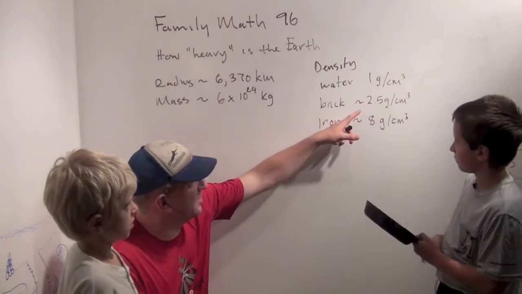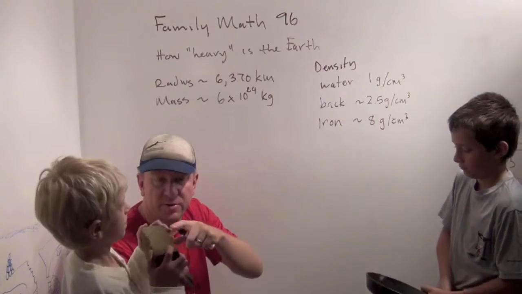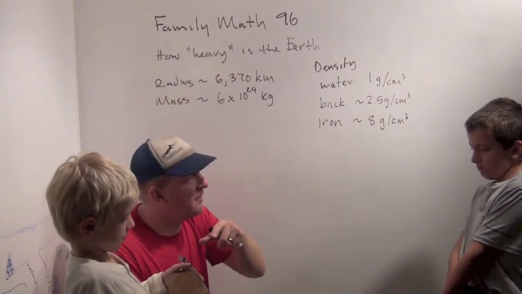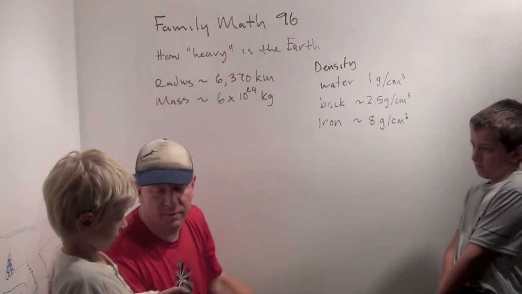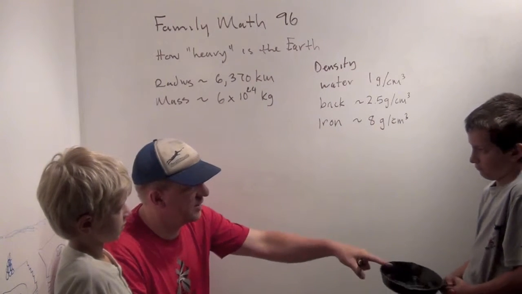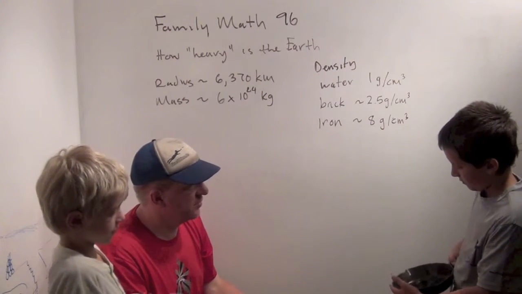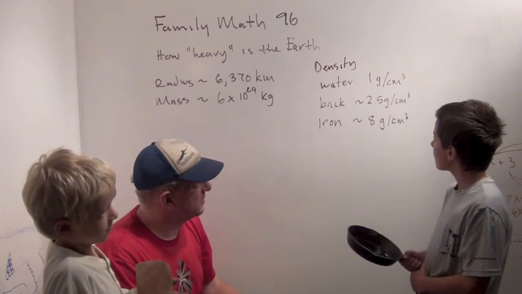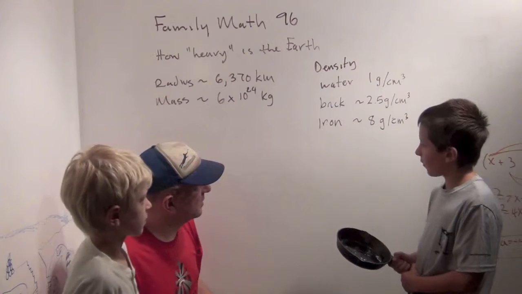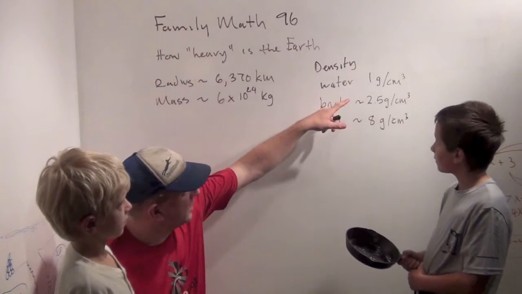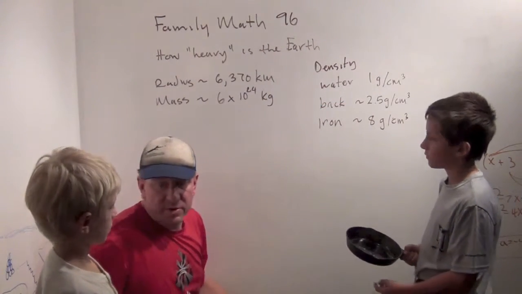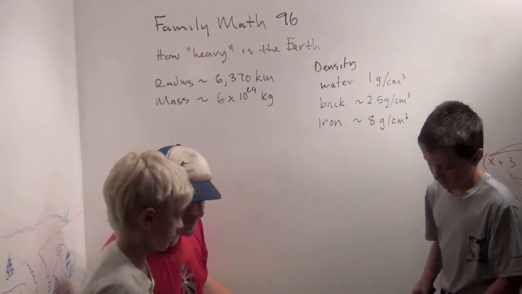And a brick weighs about 2.5 grams per centimeter cubed. So if we made an average bit of the Earth, do you think it would weigh more than a brick, or more than a frying pan, or less? I think it would weigh more than the frying pan. You think it would weigh more than a frying pan? And water, by the way, weighs 1 gram per centimeter cubed. Okay, you can put those things down now.